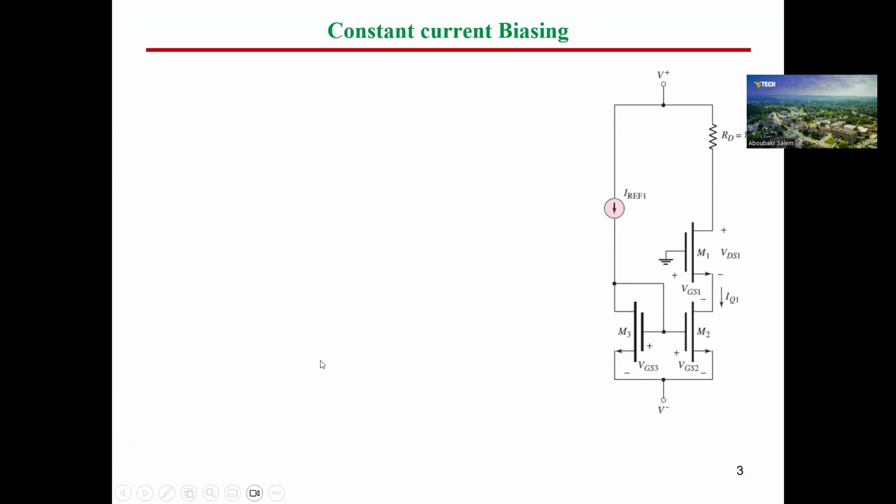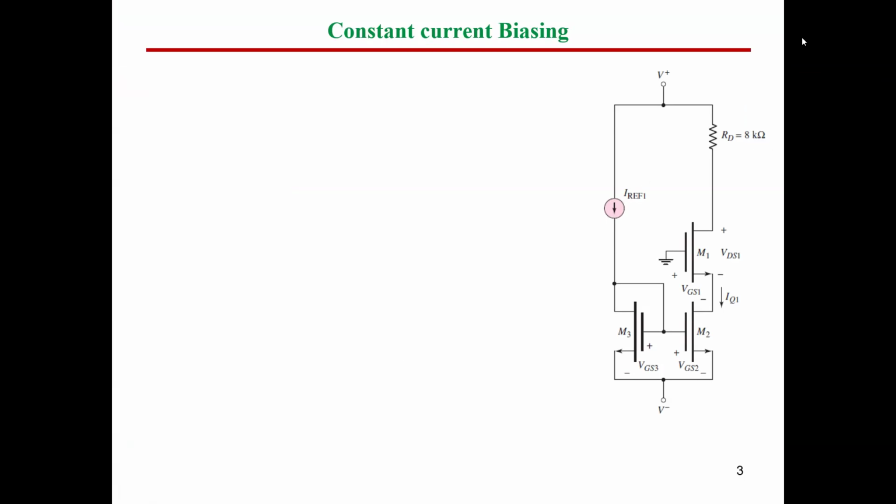So let's start firstly, guys, with the circuit that you can see here in front of you. In this circuit, guys, this is called constant current biasing. Let's see why it's a constant current. So here, for instance, we have a reference current moving in this branch, and we need to calculate the current in the branch here.